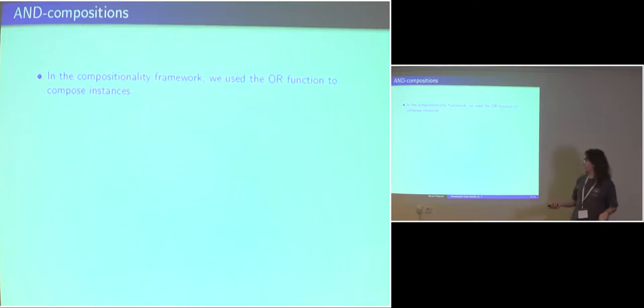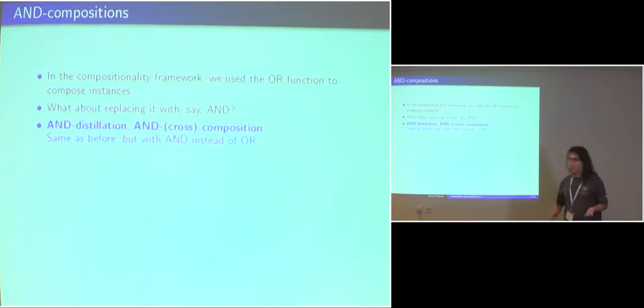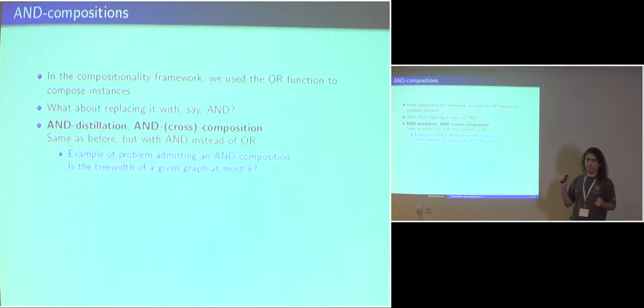Would everything work? Yes? So you could equivalently define AND distillations, and cross-compositions, and so on, by just requiring that the output instance must represent the logical AND of the input instances. Yes? And some parameterized problems actually have natural AND compositions. One example that probably will be more clear after the next lecture is the tree-width problem, whether the input graph has tree-width at most k.